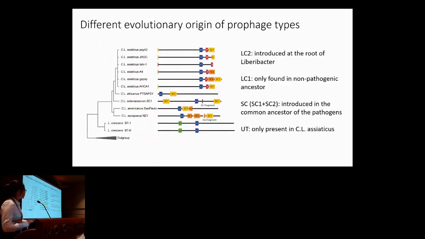By studying their distribution pattern, we found that the LC1 prophage and the UT prophage are only found in limited Liberibacter species, while the LC2 prophage is found in all Liberibacter species. However, the SC prophage is found in all Liberibacter pathogens, but not in the non-pathogenic species. Based on this pattern, we believe the SC2 prophage may have been introduced at the common ancestor of all pathogens, and may contribute to the pathogenicity in Liberibacter and cause the plant disease.